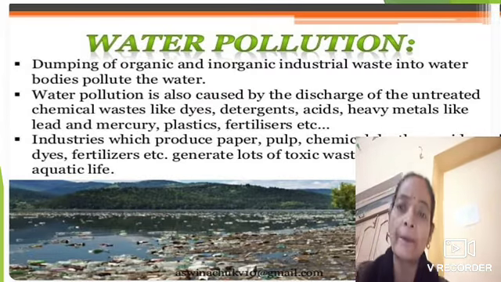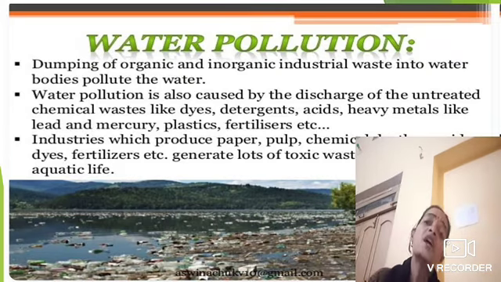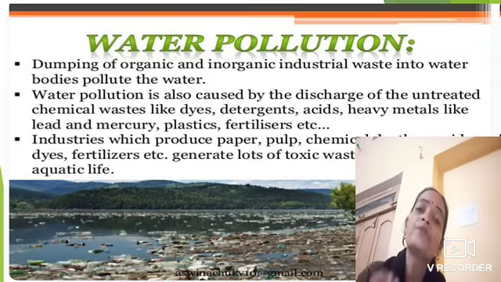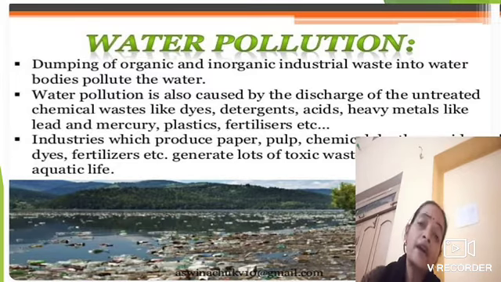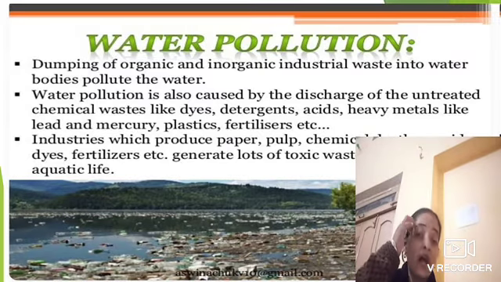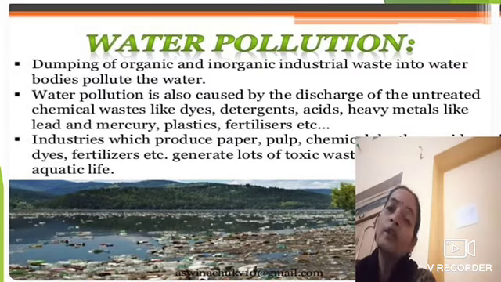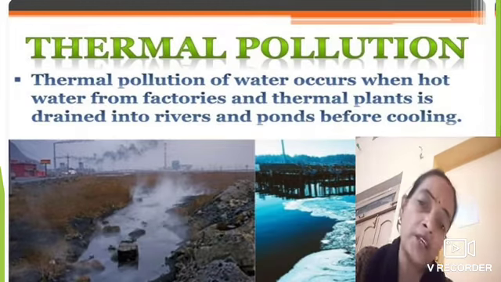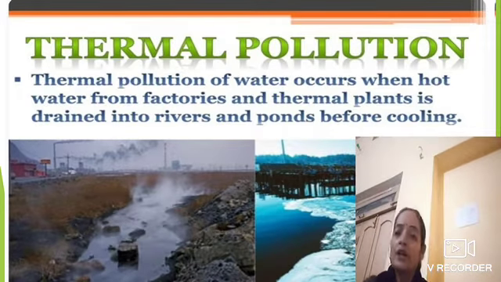Industries which produce paper, pulp, chemicals and so on discharge chemical waste, and that makes aquatic animals and aquatic plants die. That is why aquatic life is also in danger due to these industries.